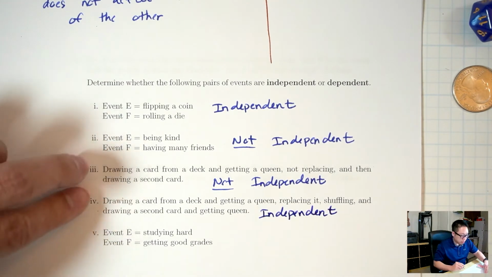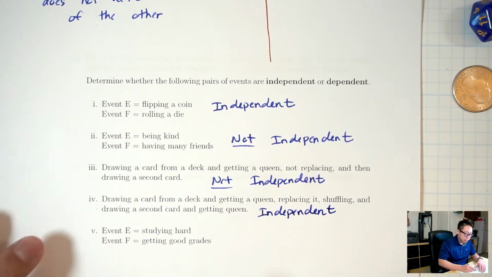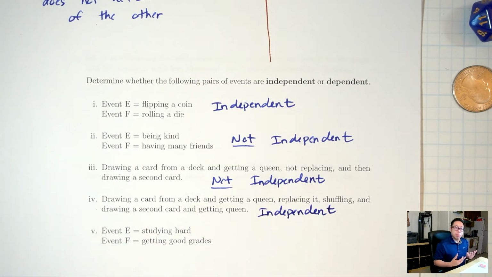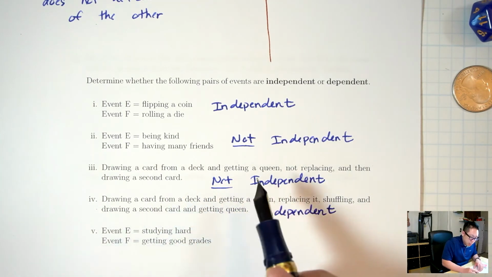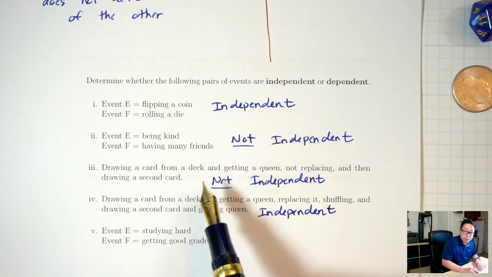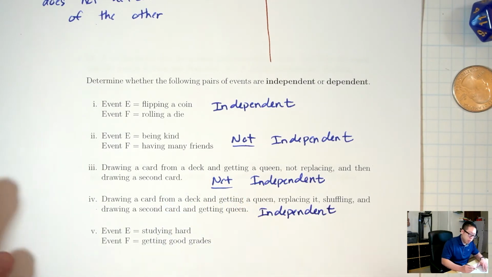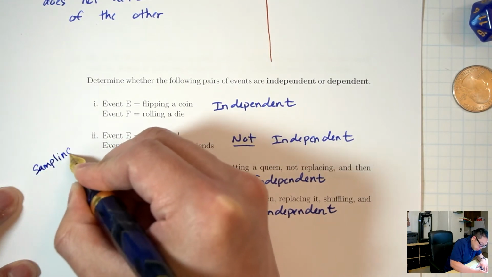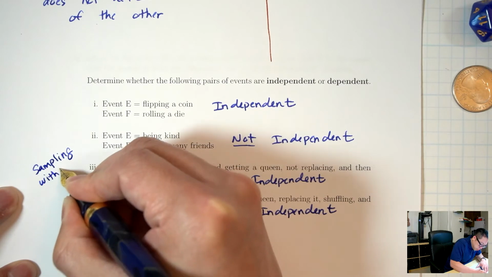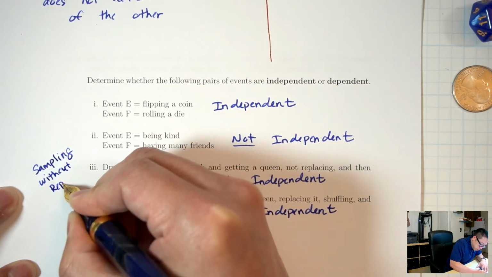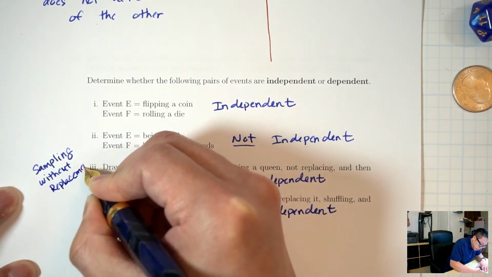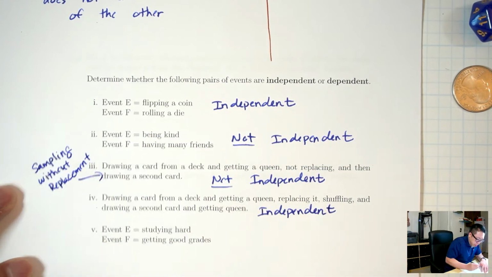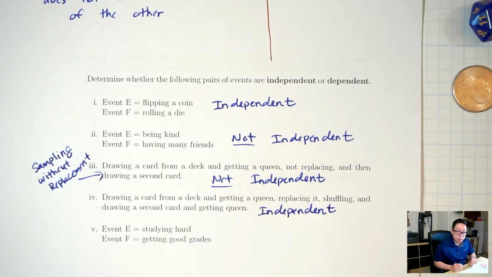And then for us, these are going to be two important examples. So for us, we're going to be sampling people, right? So if I pick a person and I don't put them back and I pick a second person, that's going to be picking a card, not putting it back. So that's called sampling without replacement. So sampling without replacement is going to be not independent.